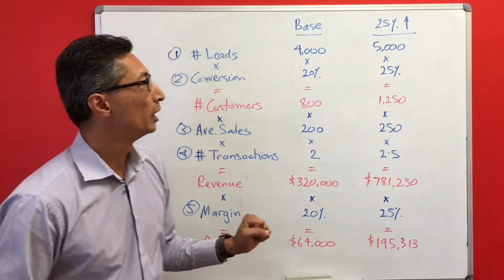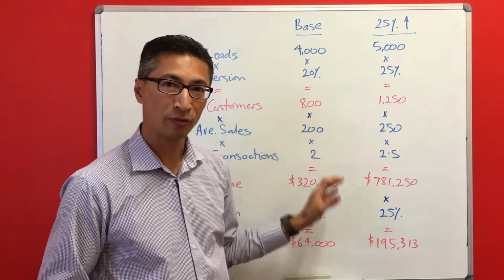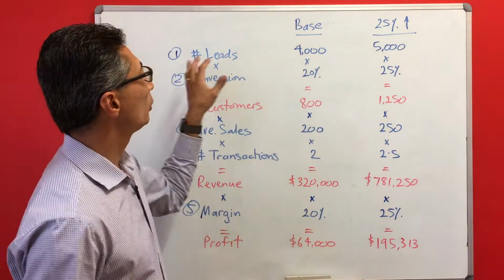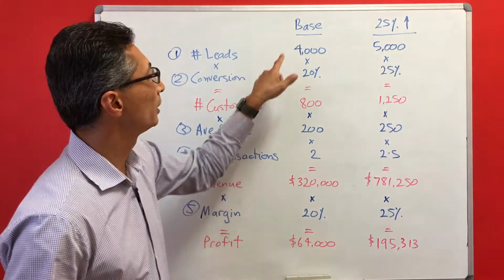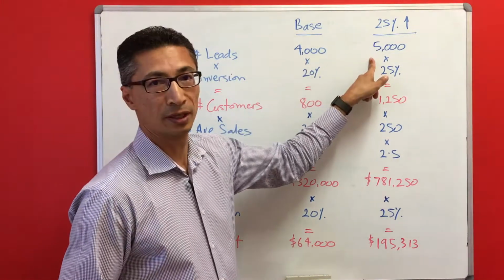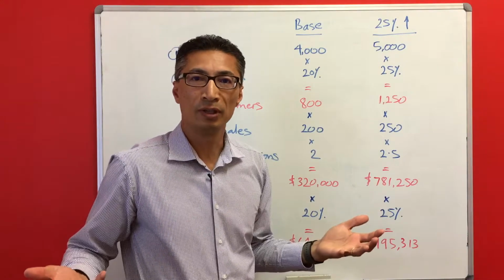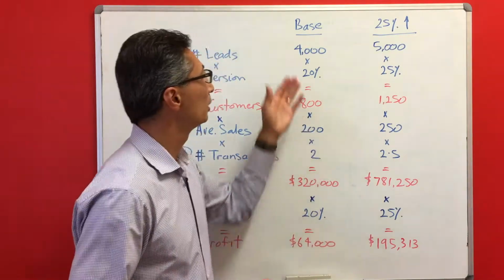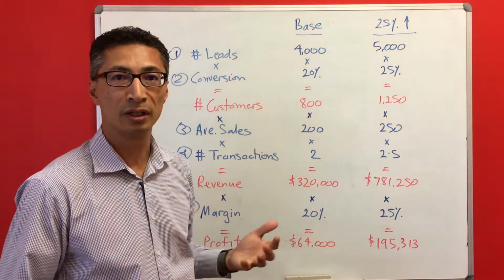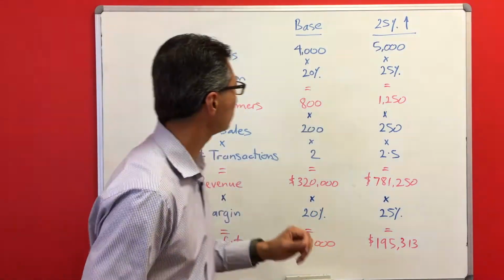All right, so let's explain how this works and what the result is. If we increase leads by 25%, that takes it from 4,000 to 5,000. Over a couple of years, that's not a big increase. So instead of getting 4,000 inquiries and leads every year, we're now getting 5,000.